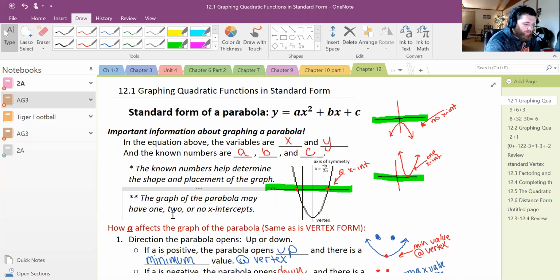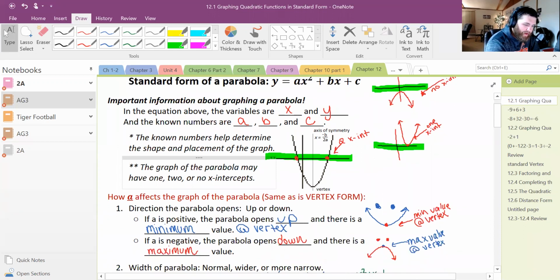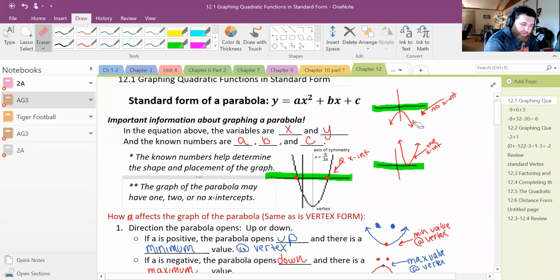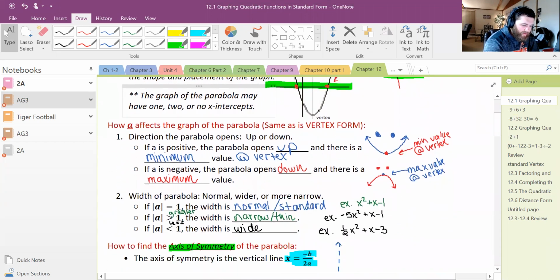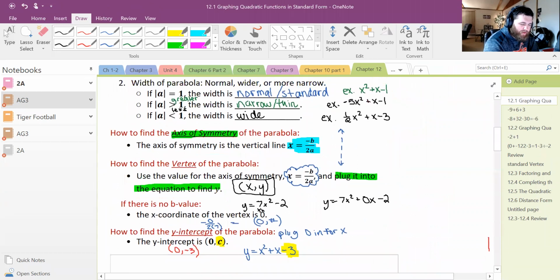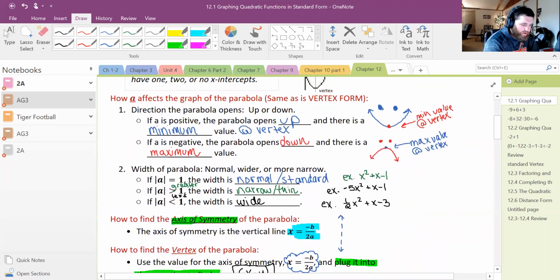In the equation above, the variables are x and y, and the numbers are known as a, b, and c. So a, b, and c are the constants, x and y are your variables. Pretty obvious there. The parabola looks like a U shape. Two x-intercepts if it crosses twice, one y-intercept. So it crosses twice right here, so we're going to have one y-intercept. If it's above or below the x-axis, there are no x-intercepts. It's going to be a lot of information pretty quick here, but as we work through the problems, it narrows down for you.